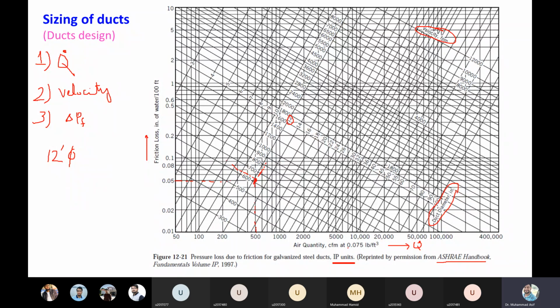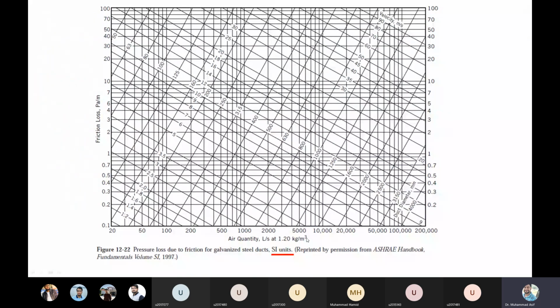This graph is for the British unit. Similarly, we have the graph for the SI unit. Now the air quantity is represented in liters per second, at this density of air. The friction loss, the pressure loss because of friction, is represented in Pascal per meter of duct length. Again, you have the velocity in meters per second, and the duct diameter is represented in millimeters.